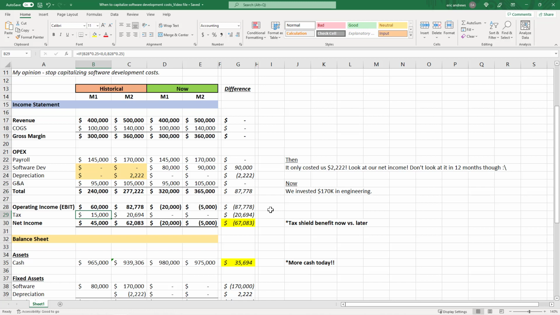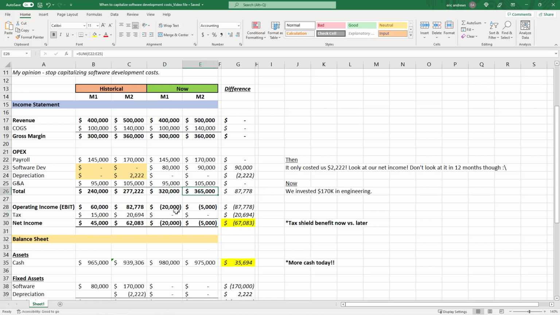So let me know in the comments if you have a more sort of specific framework for this. But in this situation, you would actually have to be paying taxes. So that would be cash out of the business, even though the same amount of $170,000 went out of the business on software development regardless.